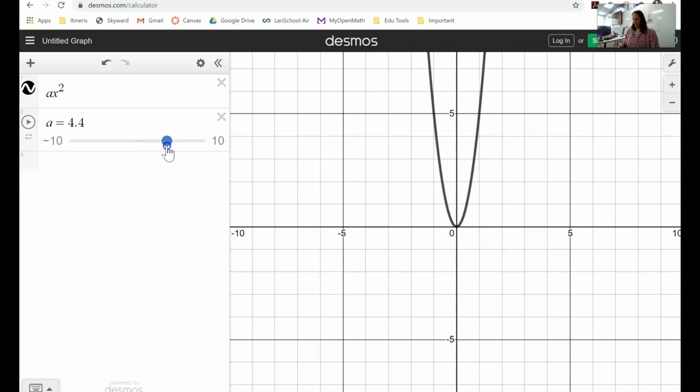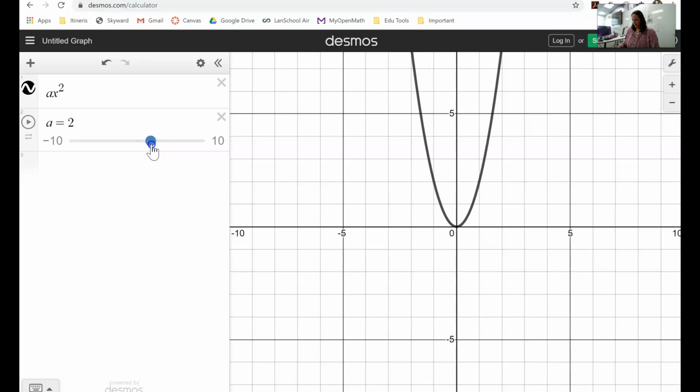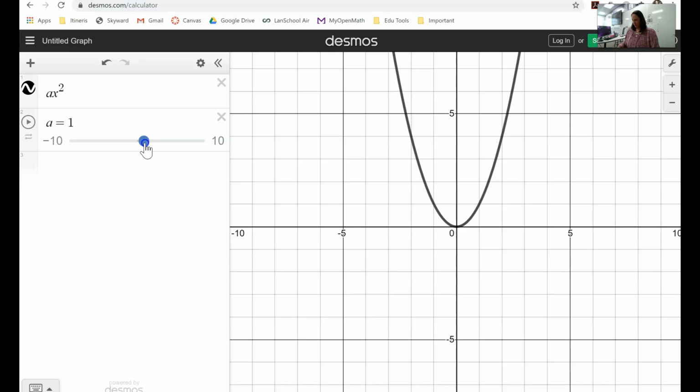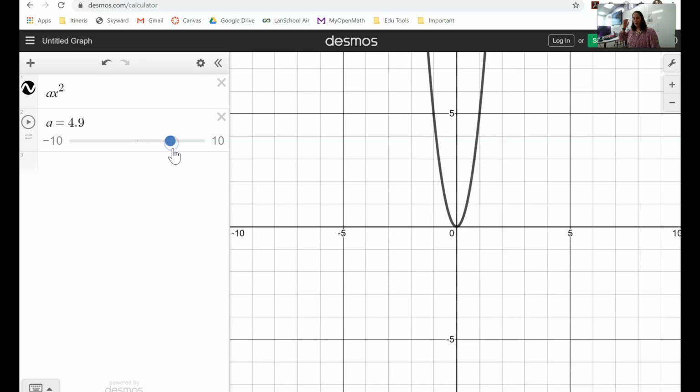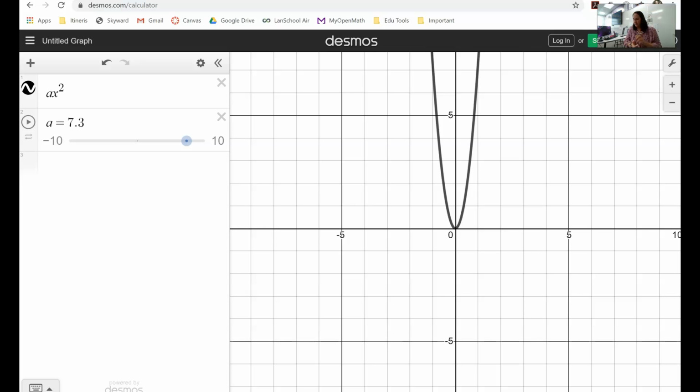Now for dilations, I'm going to have you start with a number bigger than 1. So pick any number bigger than 1. Notice for this one, the bigger you go, the skinnier your parabola gets, kind of like stretching that rubber band. So when we stretch that rubber band, it gets skinnier and skinnier. And this makes sense. If we're multiplying by 7.3, then it stretches even more.